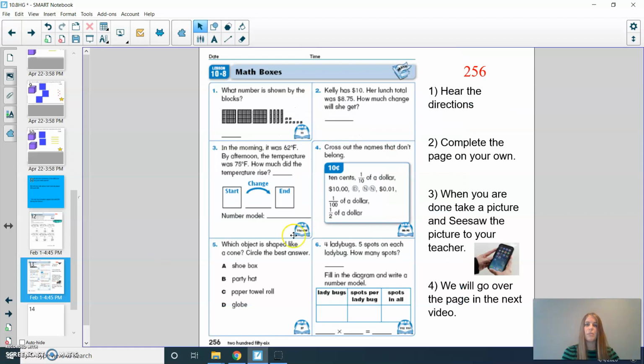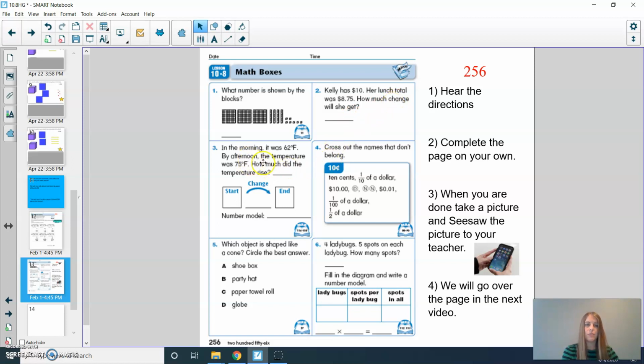The last thing we'll talk about today is our math box page, which is page 256. For question number 1, this is very similar to the beginning of our lesson, and I want you to tell me how much is shown with the blocks. For question number 2, if Kelly has $10 and her lunch total was $8.75, how much change will she get?